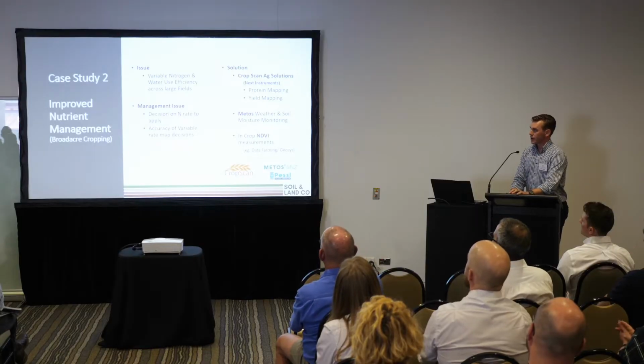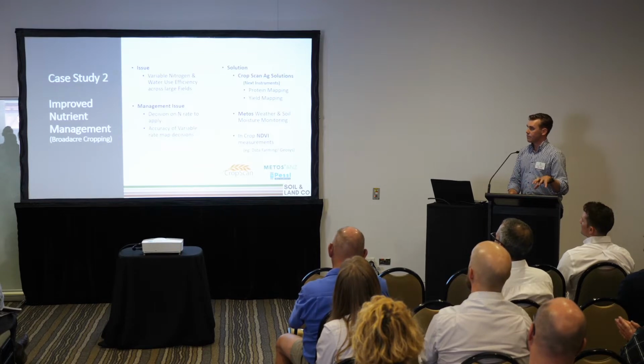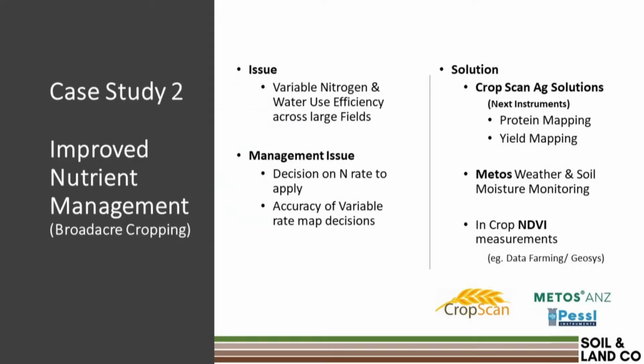Case study 2 is an improved nutrient management scenario, looking at variable nitrogen and water use efficiency across a landscape, especially in large fields, in the broadacre cropping sense. The management issue has been the decision on N rate to apply and the accuracy of variable rate options. If you just go off, say, NDVI biomass imagery, we've got a shortfall: is the biggest biomass going to convert through to grain?